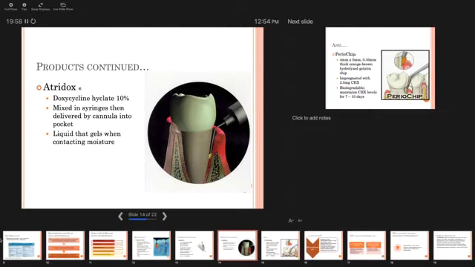So we also have Atridox. This is not something that is common in our clinic at all. And I haven't seen Atridox in a while in the United States. That's not to say that something won't come back, though. This is a doxycycline hyclate, 10%. And it's mixed in syringes and then delivered by cannula into the pocket. This is the liquid that gels when contacting moisture, which of course we know where moisture is present is in the mouth and especially in those sulcus.